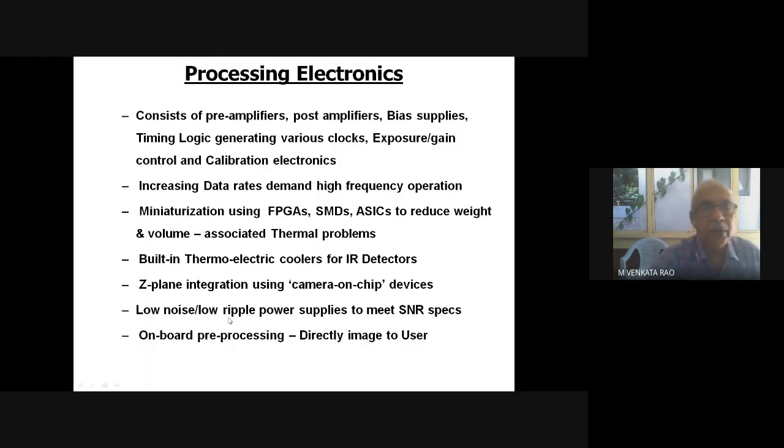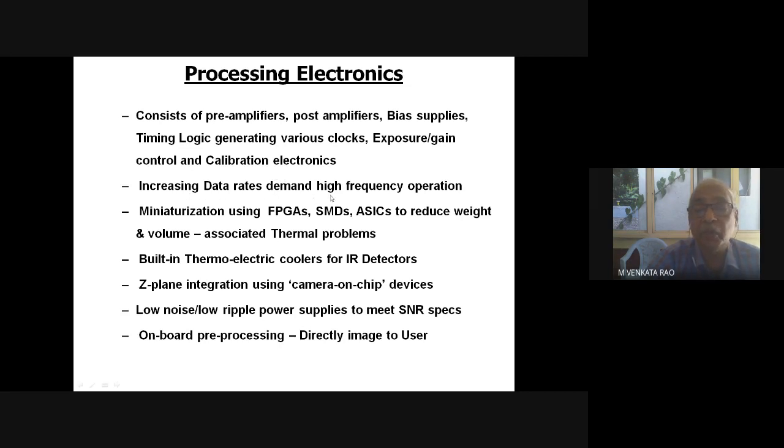So now, having addressed optics and detectors, we'll go to the processing electronics. Basically, camera electronics consists of preamplifiers. The initial low signal is amplified, then post amplifiers, bias supplies, timing logic. You have to generate a number of clocks to read out the data from the detectors, CCDs. Then exposure or gain control, and most of our cameras had calibration, as I mentioned, using LEDs. So that is LED calibration electronics.